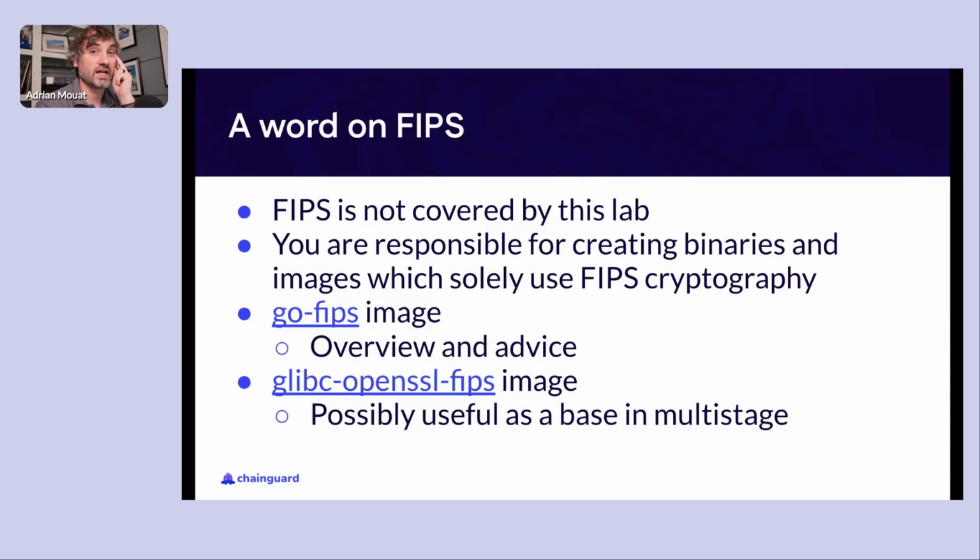There is a go-FIPS image that you can get from Chainguard, and if you go to the page on images that Chainguard dev, you will find some advice there on using Go to create FIPS compliant binaries. And then there's also images like glibc OpenSSL FIPS, which includes OpenSSL configured to work in a FIPS compliant manner. So that's possibly useful in a multi-stage build. But yeah, please be very careful to make sure you're not accidentally bringing in crypto that's outside of FIPS, etc.